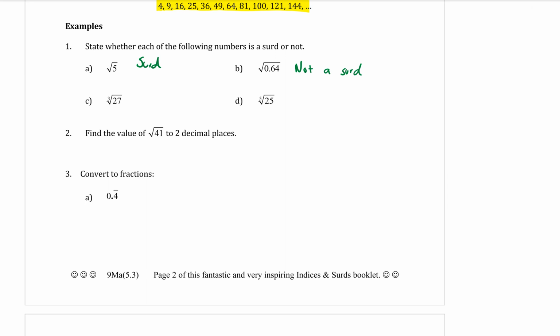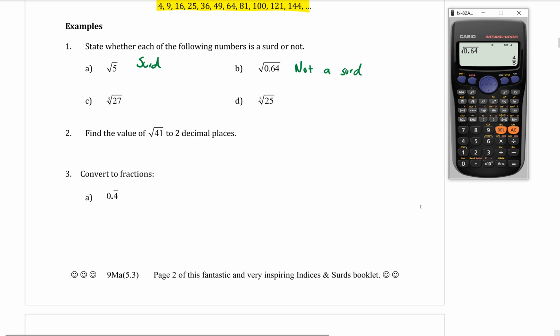Okay, cubed root of 27. A reminder where your cube root button is. So your normal square root button is here. You have to press shift and then that button to get the cube root button. Press shift and then that button. You see the little 3 above it. And then you type in 27 equals a nice whole number, making it not a surd.